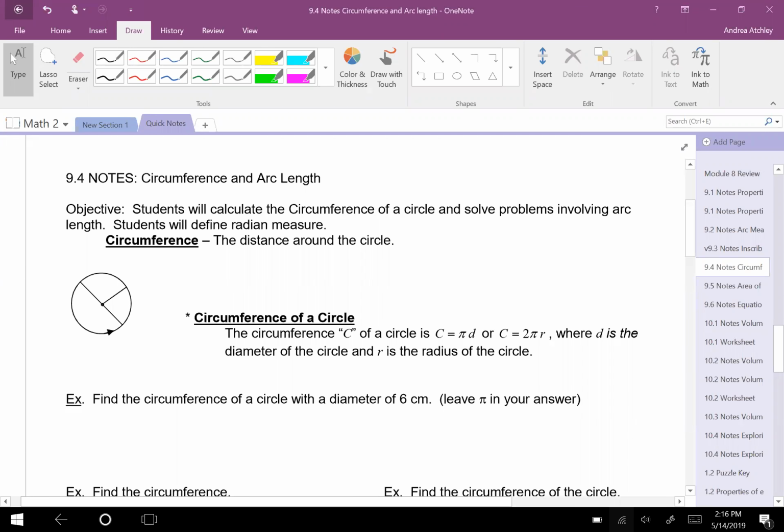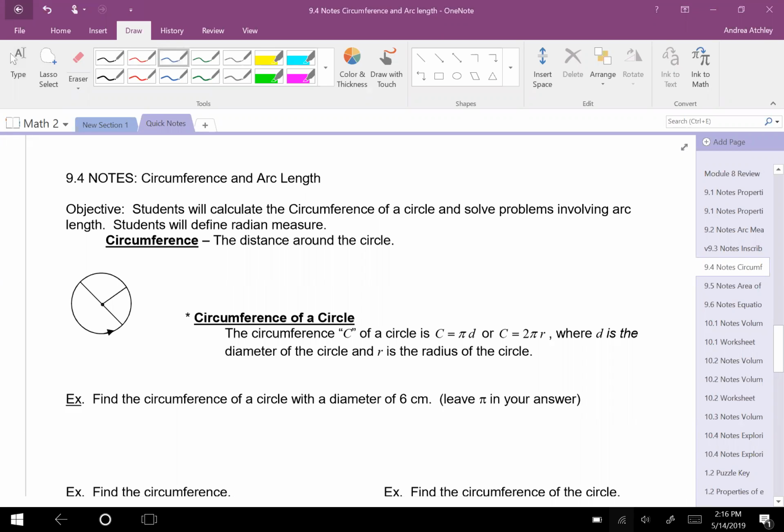Okay, circumference and arc length. So you should be familiar with circumference. Circumference is the distance around a circle. It's like perimeter, but for a circle.